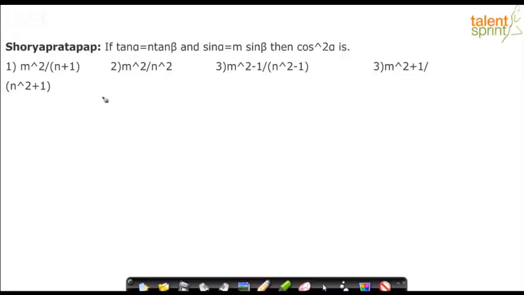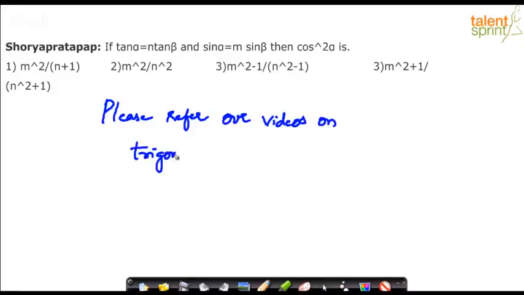Shaurya Pratap, we have discussed this question in the videos, right? Please refer to our videos on trigonometry. As far as I remember, a similar question has been solved there. I remember exactly the same question. Even if it is not the same, a similar question has been discussed.